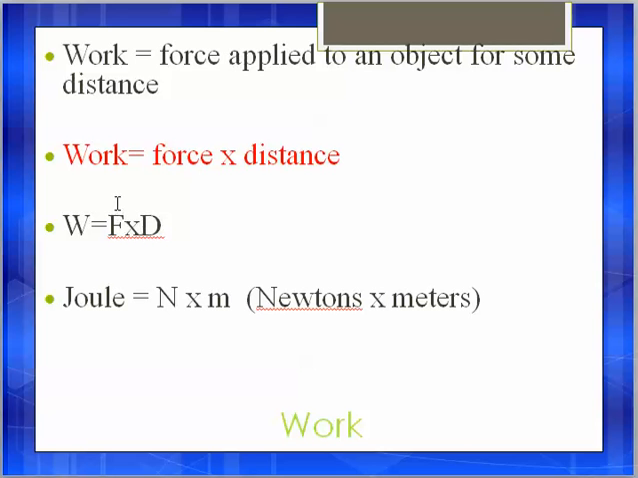Work equals force times distance, as we've said here. Work is measured in joules. Force is measured in newtons, distance is measured in meters, so a newton meter, or newtons times meters, is a joule.